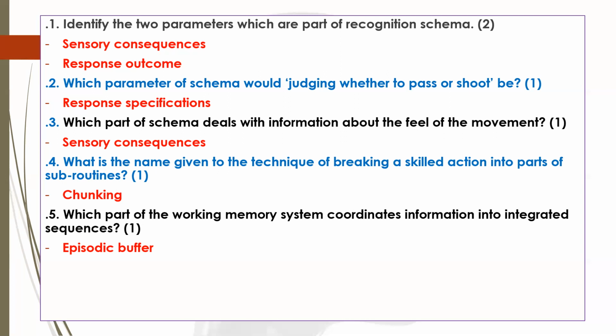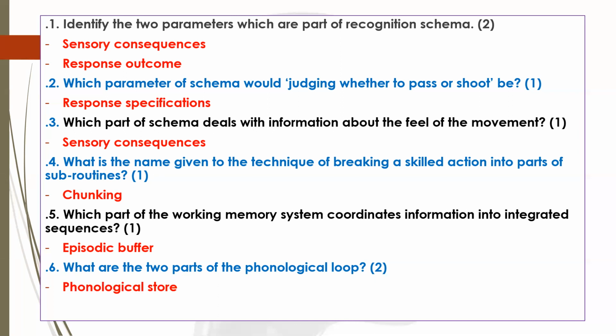Number 6, which are the 2 parts of the phonological loop? So if you remember, it's split into 2. You've got the phonological store and the articulatory system. Bonus points for remembering what each of those does, or even just their more common name, if you like.